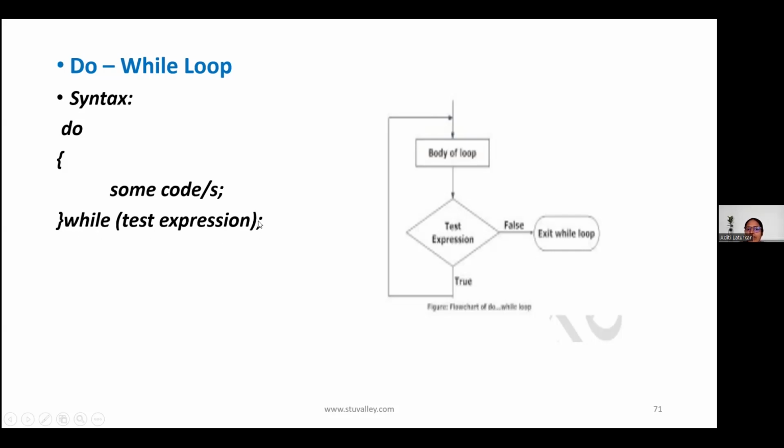Your next execution of the do while loop depends on the while test expression, whether it should execute or not. So the do while loop always has one iteration compulsory. The next iteration will depend on your while condition. Okay, so the same program we can perform using the do while loop.